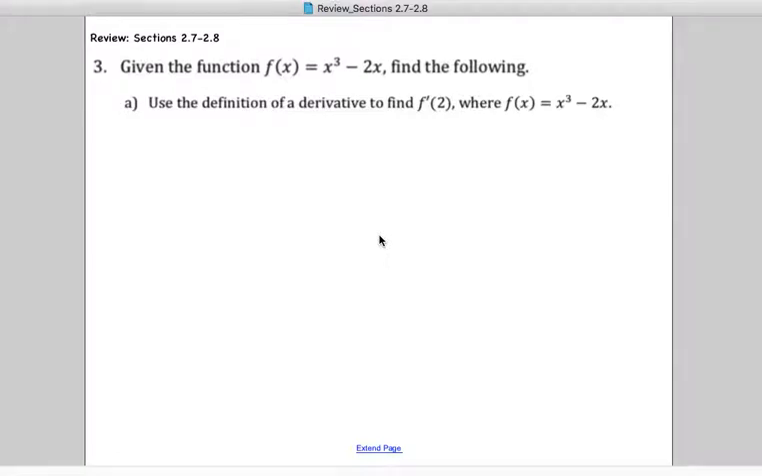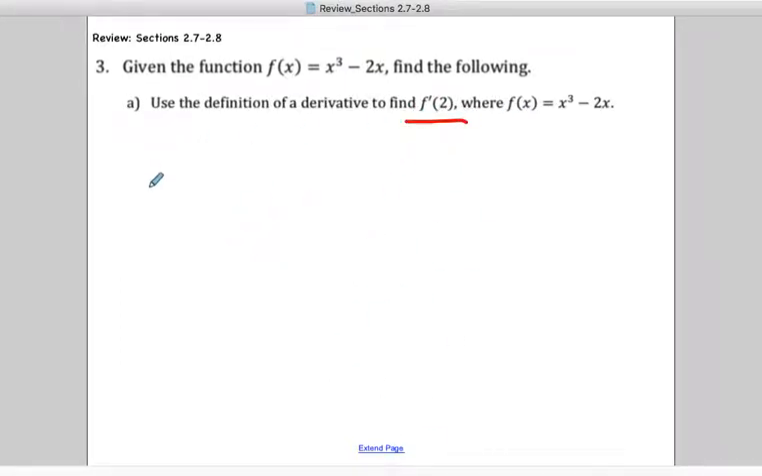All right, welcome to review sections 2.7 through 2.8. I was asked to go over 3C. Before we go ahead and do 3C, I just want to look at 3A. So in 3A, you were supposed to find the derivative when x is equal to 2.